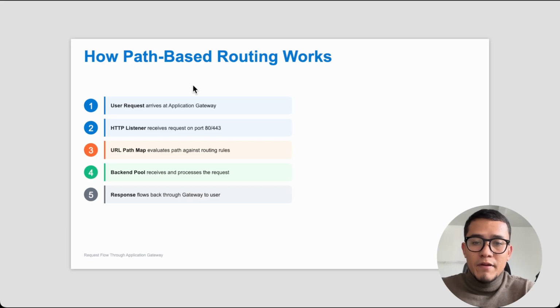Then the path map evaluates the URL path against its rules, matching from the most specific to the least specific. Once matched, the request is sent to the appropriate backend pool, and the backend pool distributes the request to one of its healthy backend servers. And finally, the response flows back through the gateway to the user.